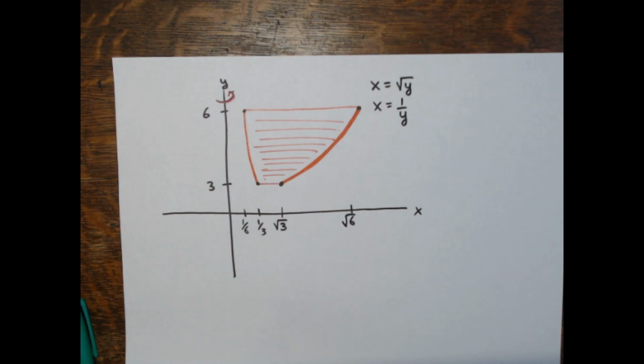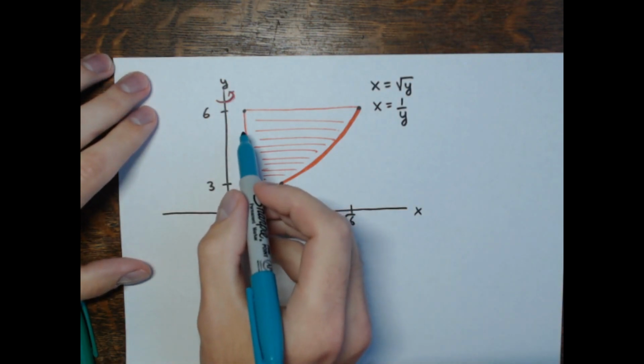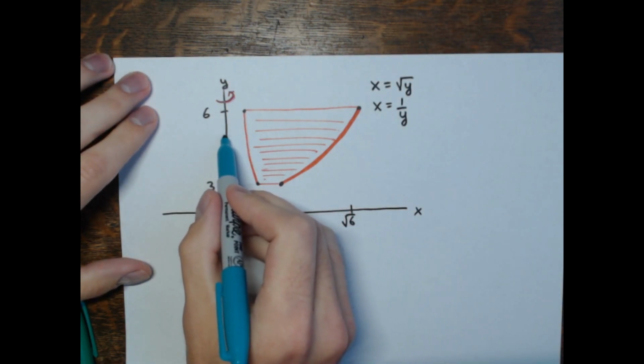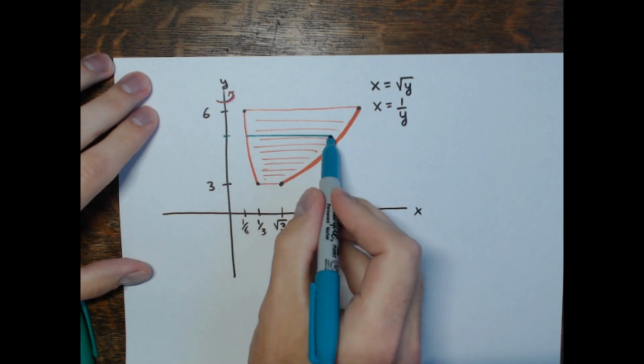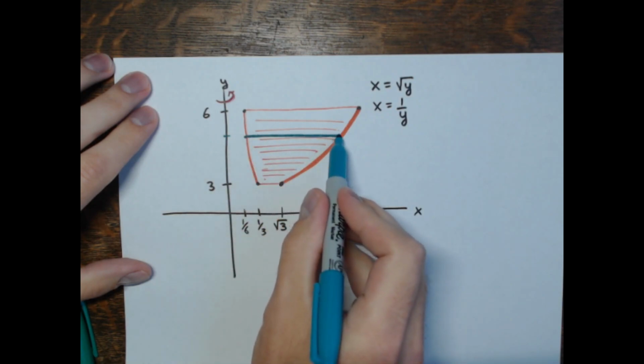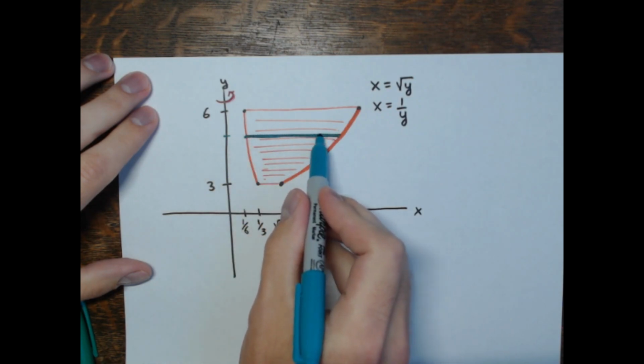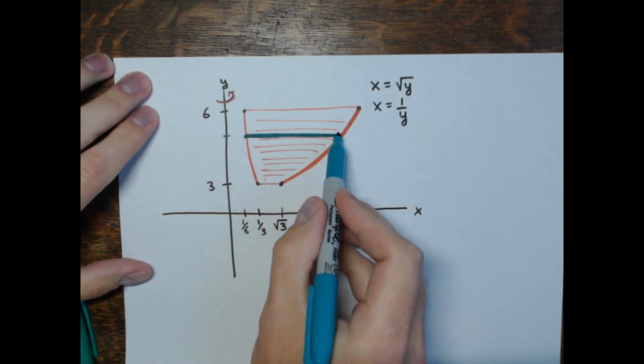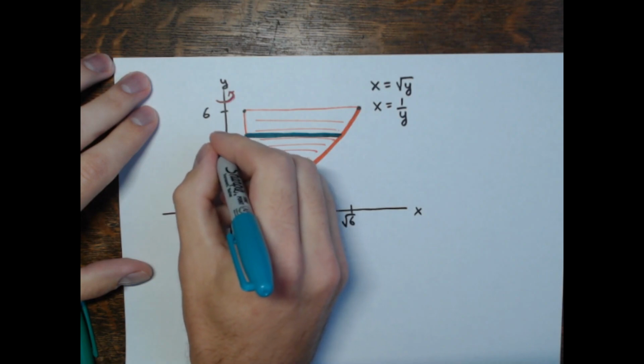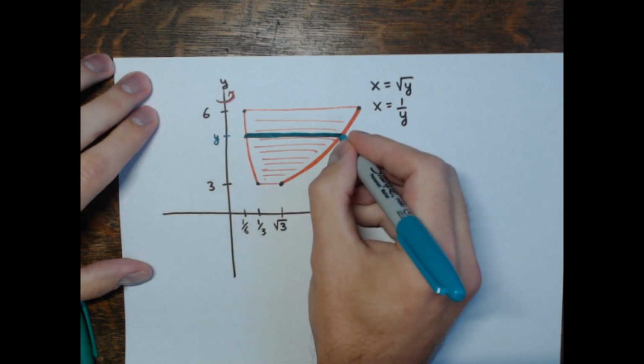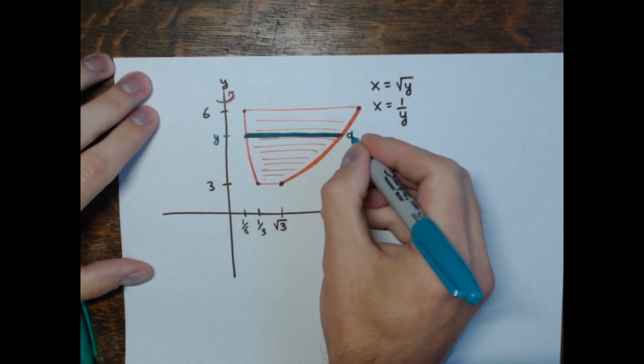As before, if I want to create a disc or a washer, I make a little thin rectangle here, a thin slice of the region perpendicular to the line I'm rotating around. So it's got a horizontal slice, and every horizontal slice will correspond to some y value. And we'll say the thickness of this rectangle is dy.